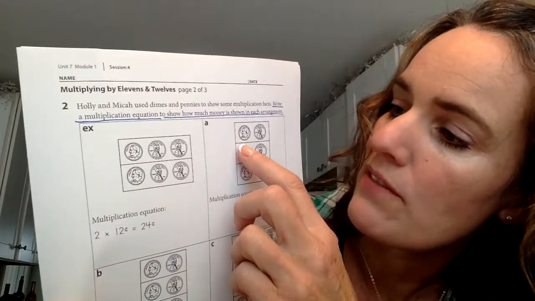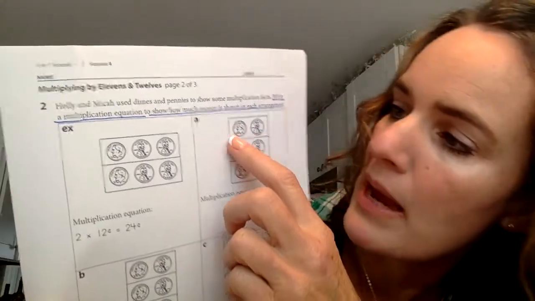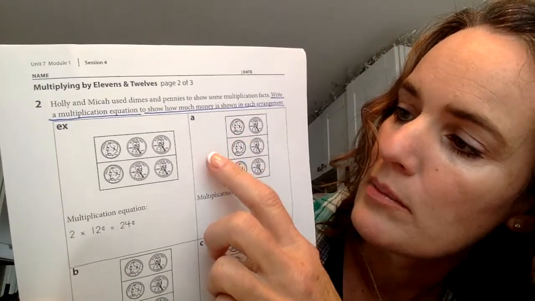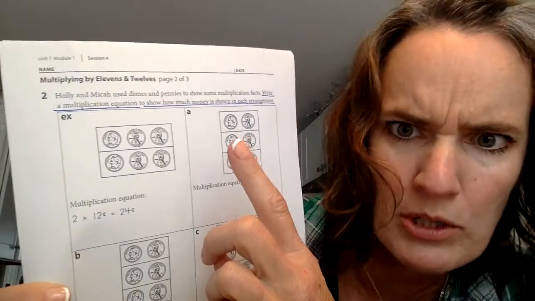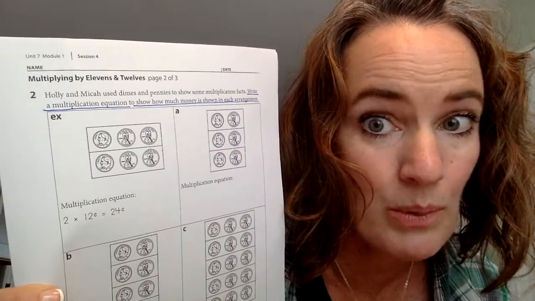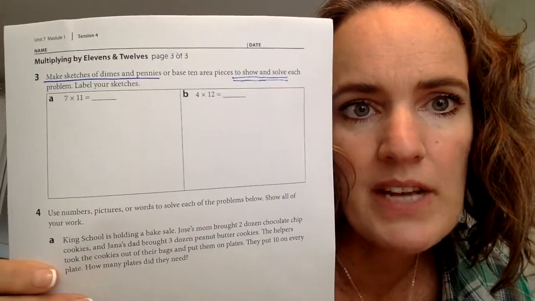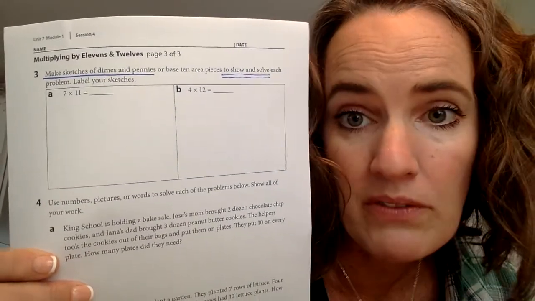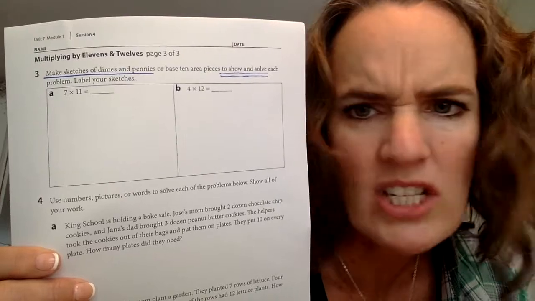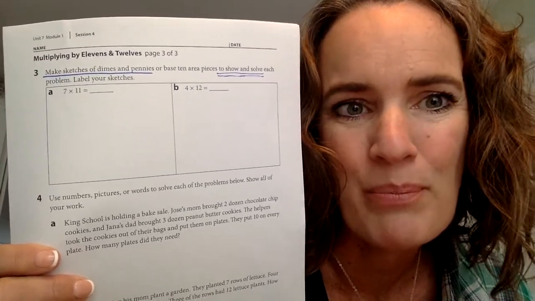So you'll do the same for these guys. This row has 1 dime and 1 penny. So that would be how much? 11 plus 11 plus 11. But they want multiplication. So you'll have to figure out what the multiplication equation will be for that. The final page says make sketches of dimes and pennies. So this time they don't give you this sketch. They want you to draw it just like the last page to show and solve the problem.